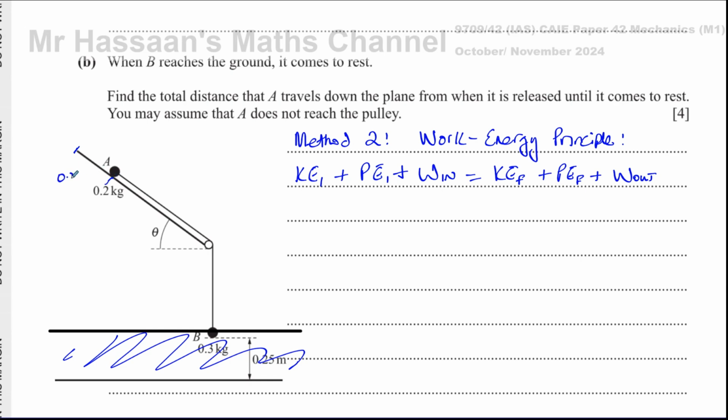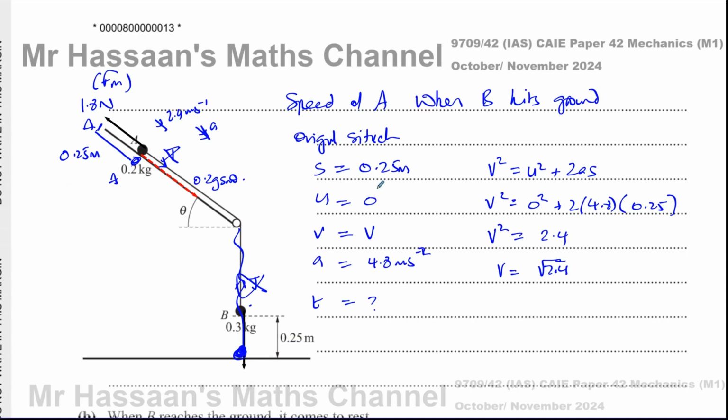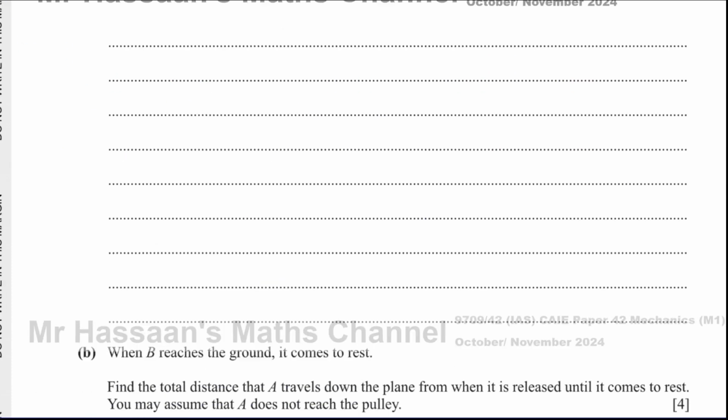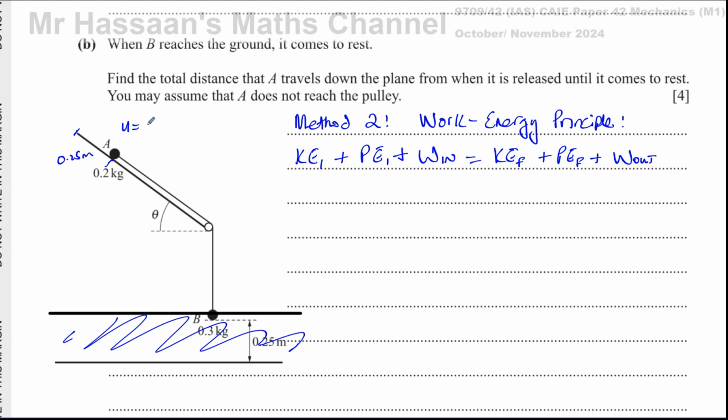It's traveled 0.25 meters. When it reached here, we know that its speed is going to be, as we already calculated, something you'd have to do first. You'd have to calculate its speed at that point, which we did, and we got root 2.4, so we'll keep it in that form. So we got root 2.4 meters per second. And it doesn't reach the pulley, say it reaches this point over here.